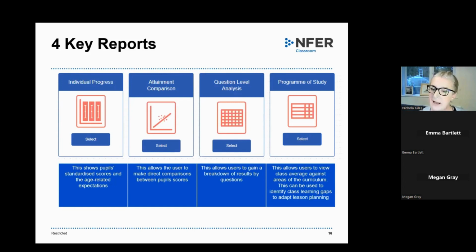Programme of study really allows you to look at that whole class or that whole year group about an area of the curriculum. So whether that's particularly on learning gaps about what you've taught already, if you've had a particular focus, can that be evident in the data that you're then looking at?